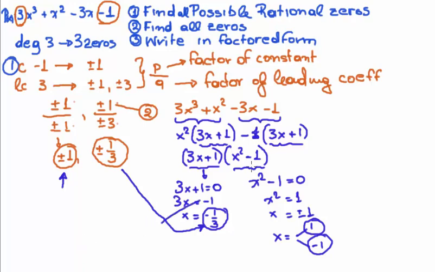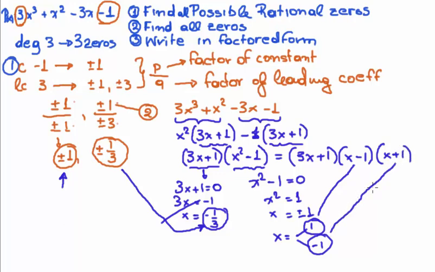So I can rewrite the polynomial as 3x plus 1 times x minus 1, because of this zero, times x plus 1, because of this zero. This is the factored form of the polynomial.